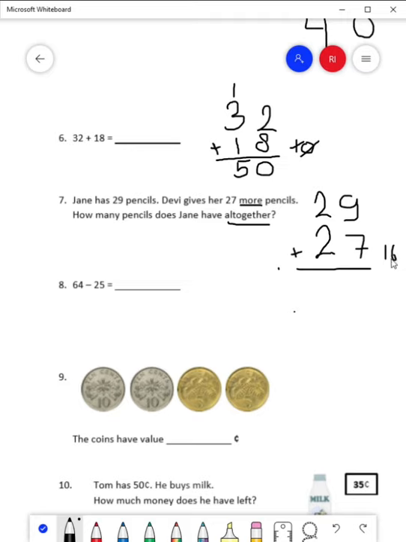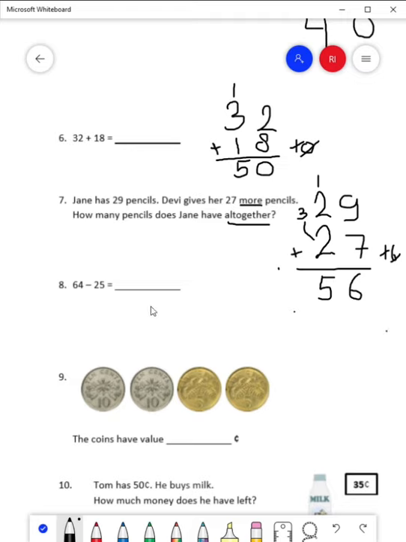And we put the ones in its place. The ones is 6. We put 6. And we put the 10 in its place also. The 10 is in here. 1 plus 2 equals 3. 3 plus 2 equals 5.